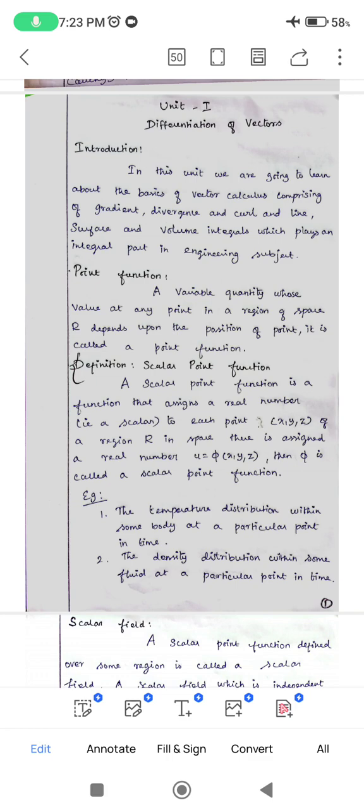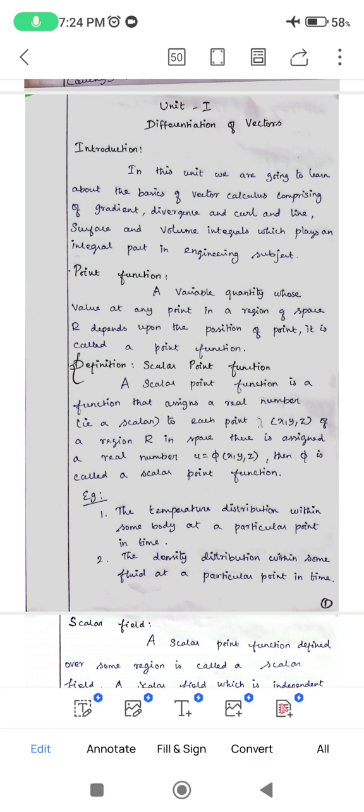Now we discuss the topic differentiation of vector. First we discuss the introduction of this topic. In this unit we are going to learn about the basics of vector calculus, comparison of gradient, divergence and curl, and line, surface and volume integrals, which play an integral part in engineering subjects.